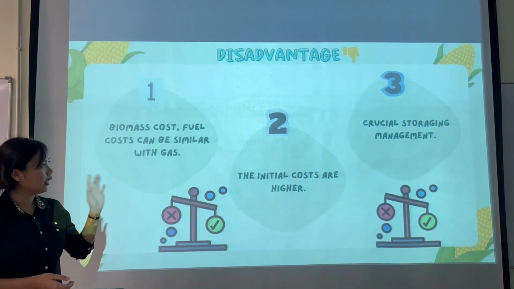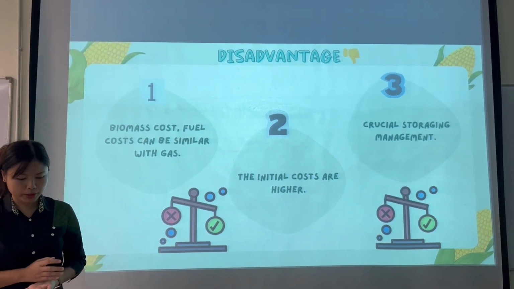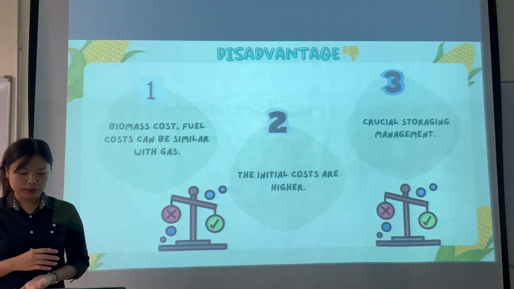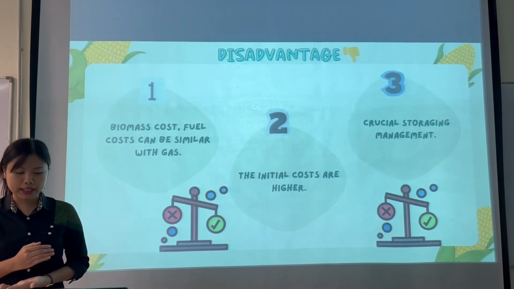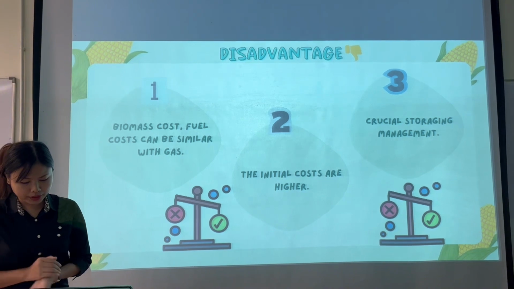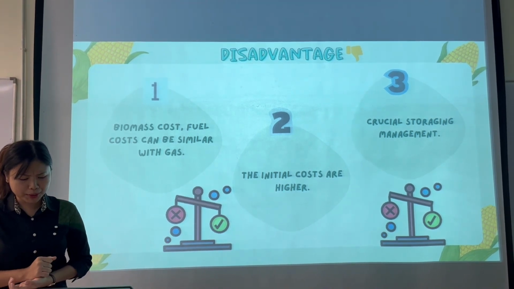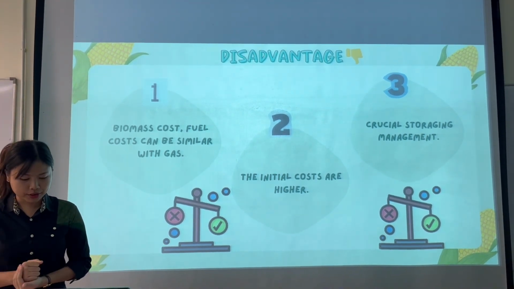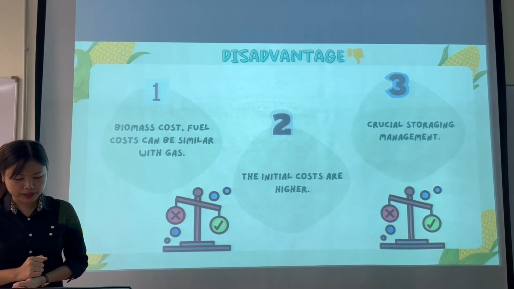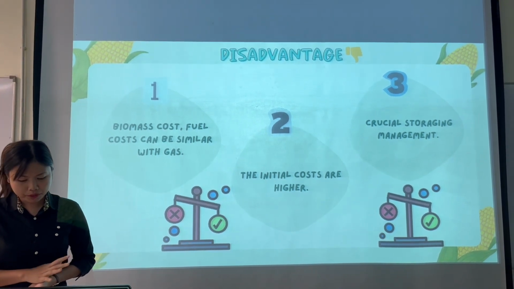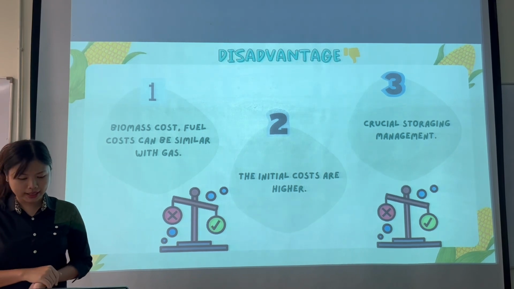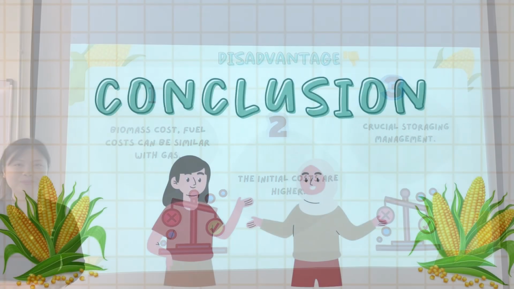And the last one is crucial storage management, which is critical for preserving their quality and preventing deterioration. Biomass resources require appropriate storage facilities to safeguard them from moisture, pests, and decomposition. Thank you.